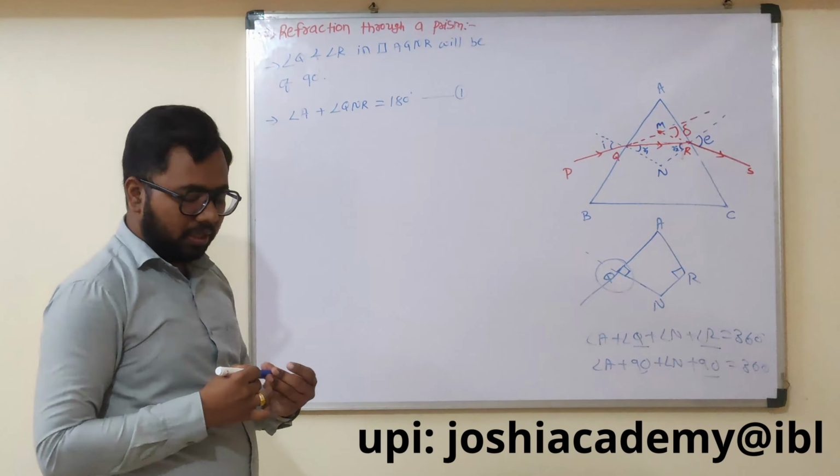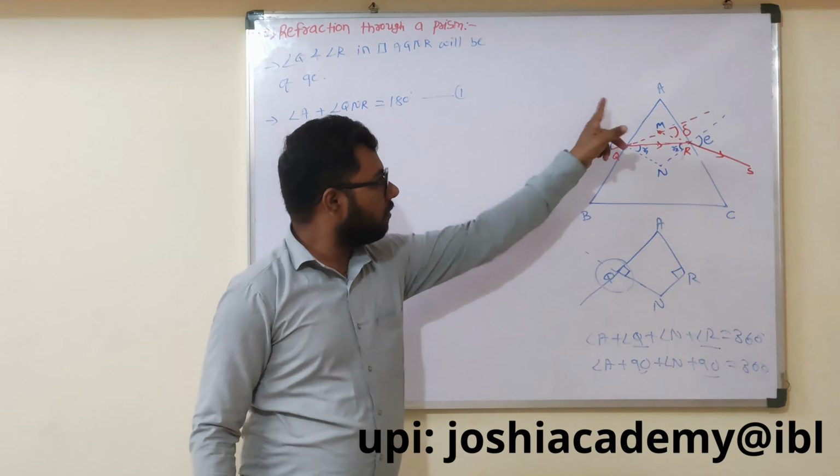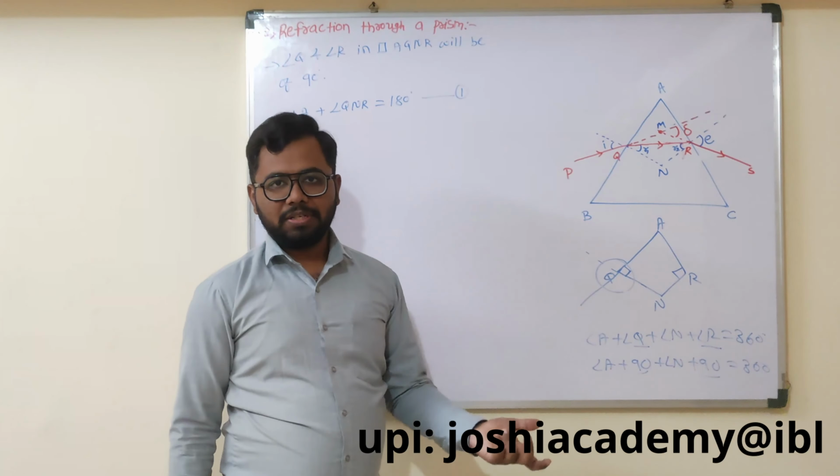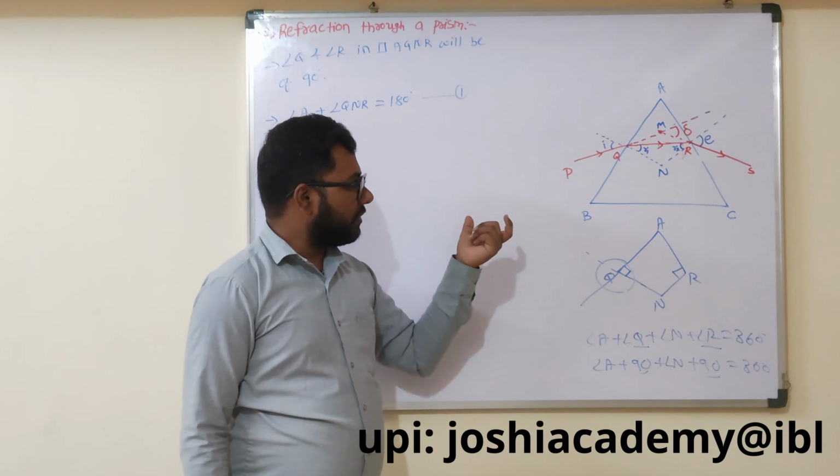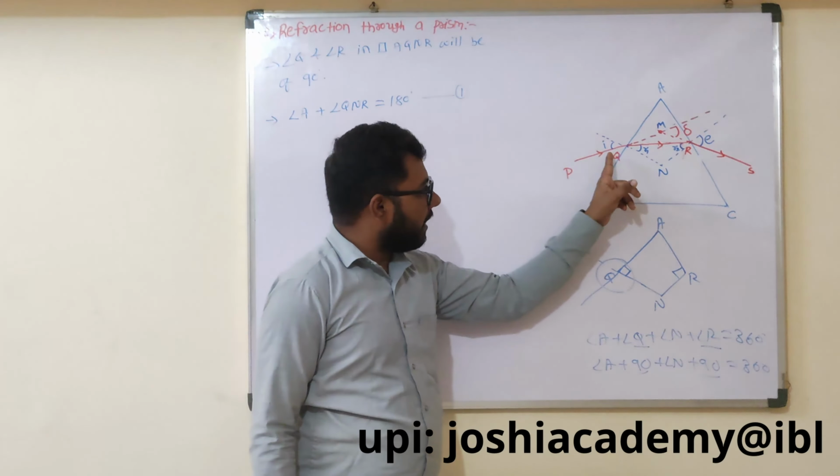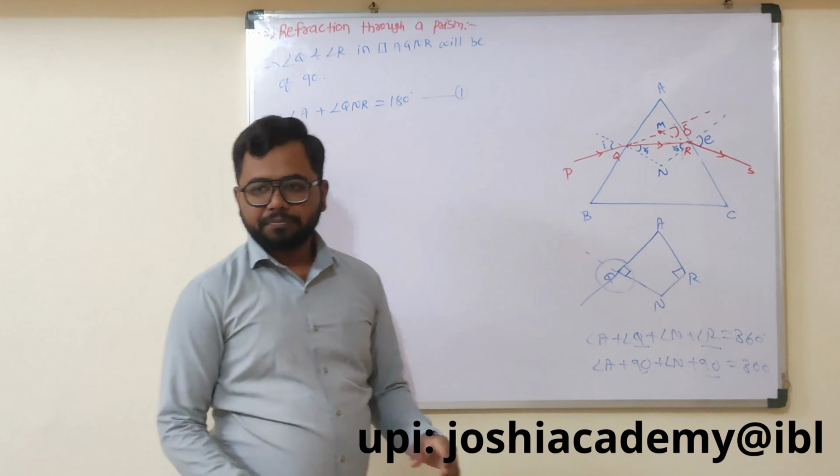Okay, so first of all, in the diagram we have considered one quadrilateral. Now we are going to consider another shape, which is the triangle Q, N and R.